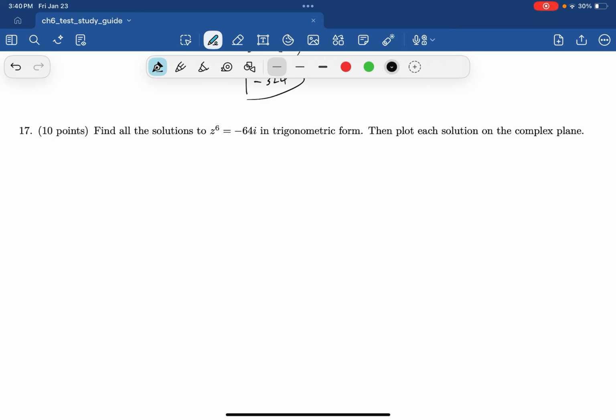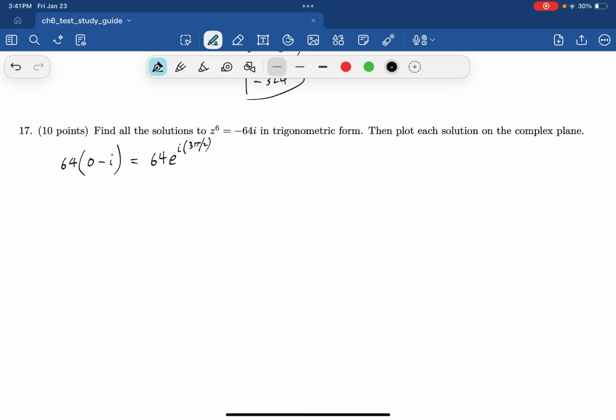So radius is magnitude, and the magnitude of this is clearly going to be positive 64. So we have positive 64 times 0 minus i, or 0 plus -1i, whatever. And then what angle is that going to be? You can just plot that on the plane. Negative i is right here, so that's an angle of 3 pi over 2. So this is going to be equal to 64 times e to the power of i times 3 pi over 2.